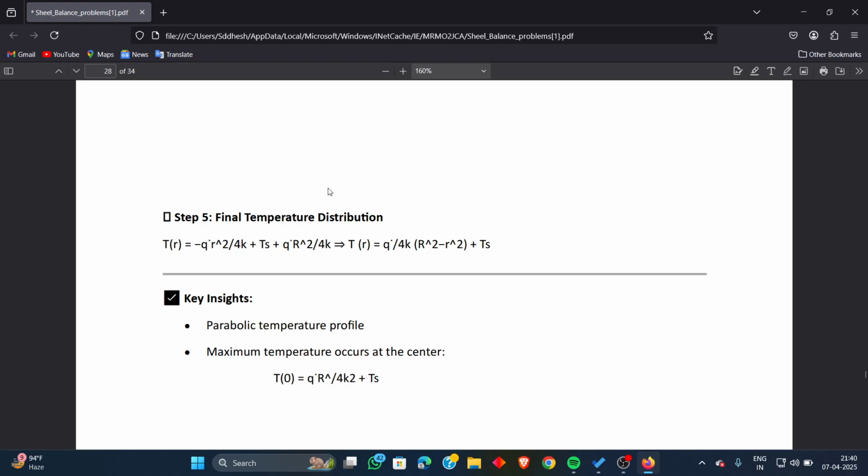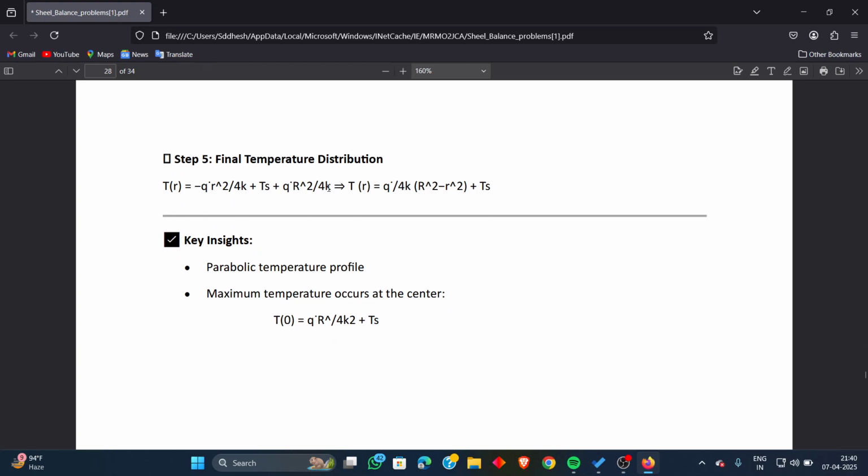Step 5, final temperature distribution. T(r) = -q̇ r²/4k + Ts + q̇ R²/4k, which gives T(r) = (q̇/4k)(R² - r²) + Ts. Key insights: a parabolic temperature profile is obtained here. Maximum temperature occurs at the center, that is T0 = q̇ R²/4k + Ts.